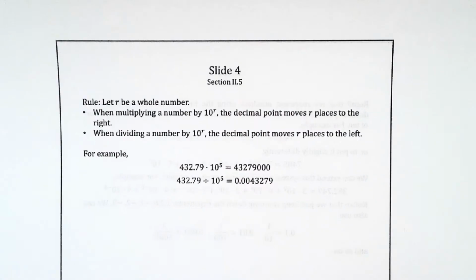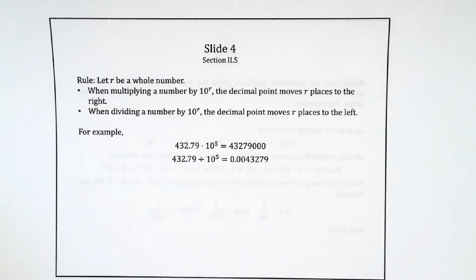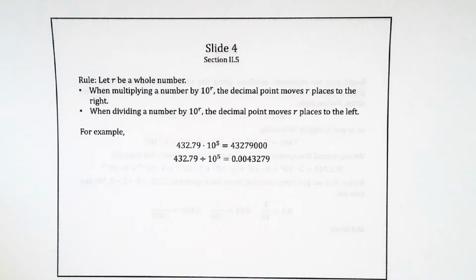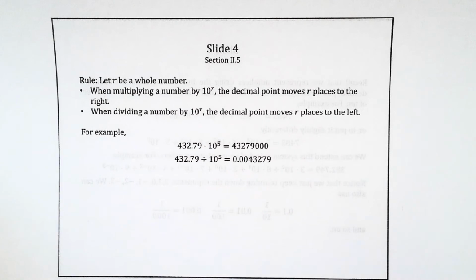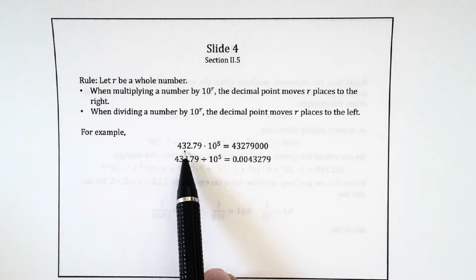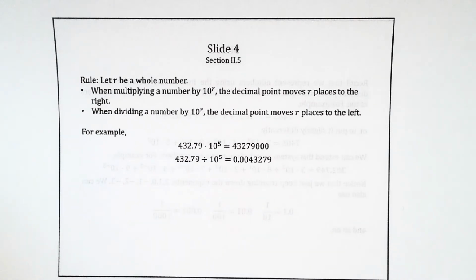So when we multiply a number by 10 to the r, the decimal point moves r places to the right. When we divide a number by 10 to the r, the decimal point moves r places to the left. So for example, here I'm multiplying by 10 to the 5th and dividing by 10 to the 5th. And if you run out of places with digits in them, then you just have to add on some zeros, which is what we had to do in each of these cases here.